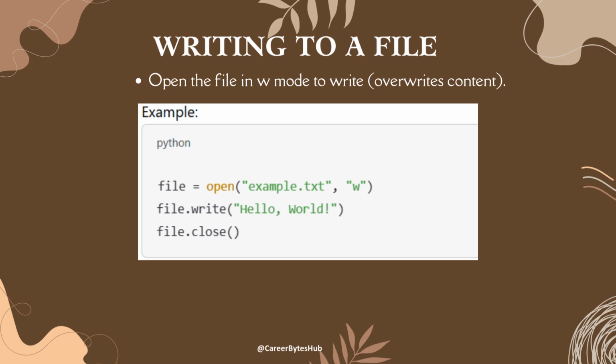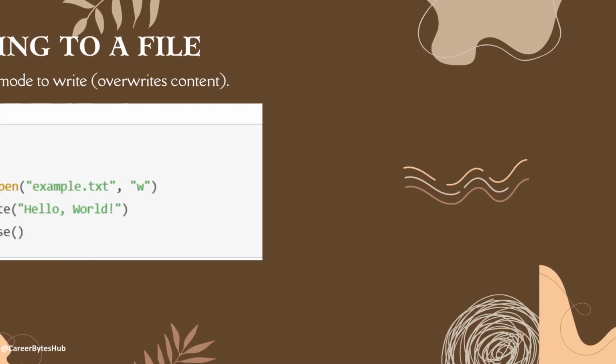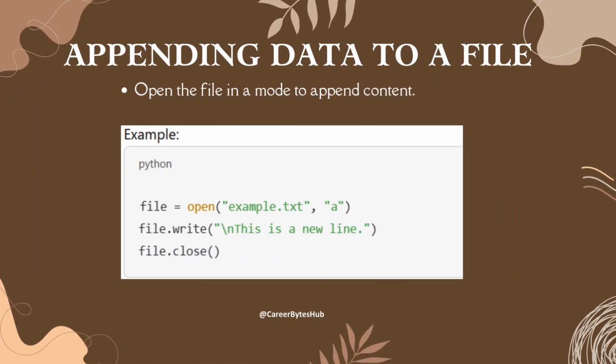Sometimes, you may want to add new data to a file without deleting its existing content. In such cases, use the a mode for appending. This mode opens the file and positions the cursor at the end of the file, so new content is added after the existing data. For example, you can add a new line of text using file.write, while preserving the original data.